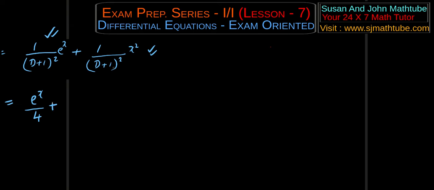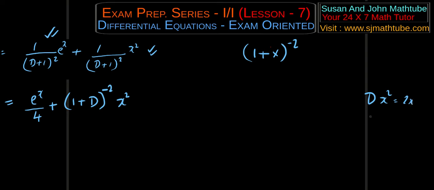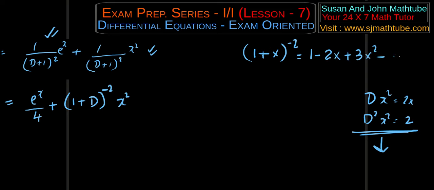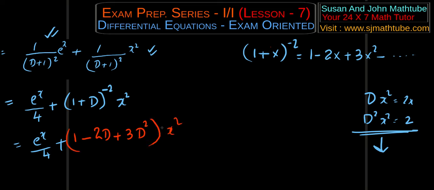And for this, I need the expansion (1 plus x) the whole power minus 2, because I know this is going to become (1 plus D) the whole square and it goes to the numerator, and that will be (1 plus D) the whole power minus 2 of x square. And we need one more thing: derivative of x square is 2x, the second order derivative of x square is 2, and third order onwards it will be 0. And the formula is 1 minus, because I told you the trick, if it is plus and minus, it will be alternately plus minus: 1 minus 2x plus 3x square minus dot dot dot. And that gives me e power x by 4 plus (1 minus 2D plus 3D square), that's it. Because I know from the third derivative onwards, it will be 0.